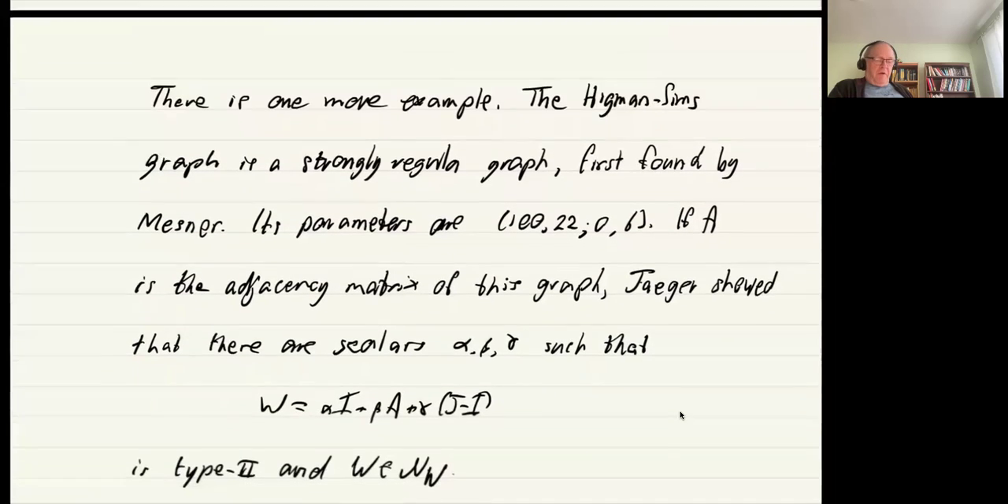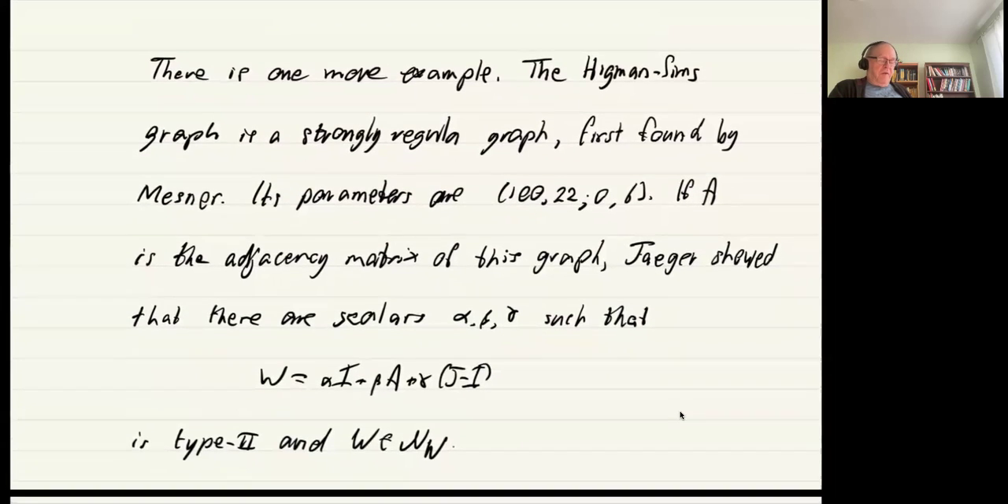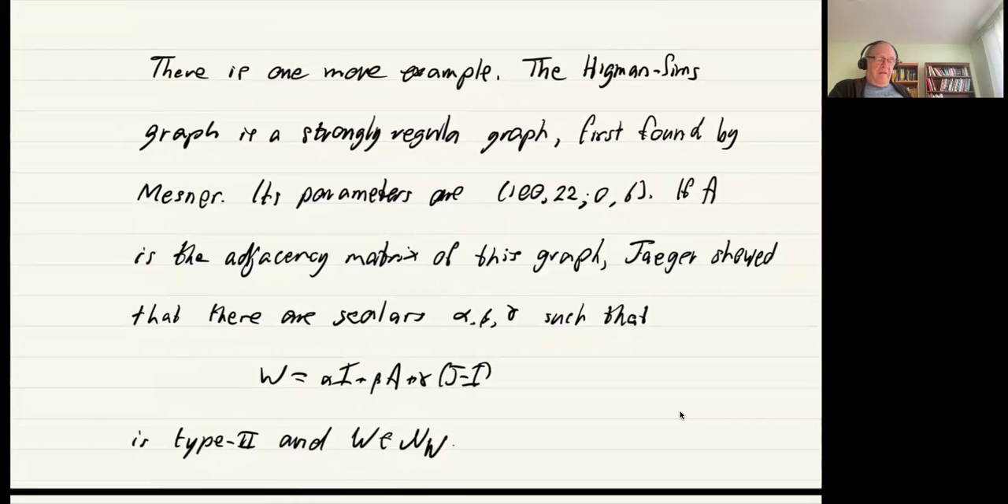There's one more example I want to talk about. This is called the Higman-Sims graph. Now, the Higman-Sims graph is a strongly regular graph. It was first found by Mesner. One reason it's interesting is it's got an interesting automorphism group, called the Higman-Sims group, and so this is called the Higman-Sims graph, but it was discovered by Mesner independently and quite a bit earlier.